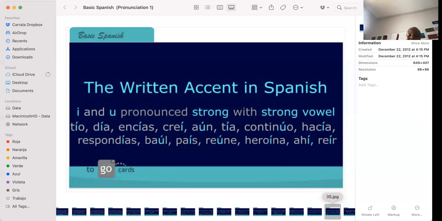Día, encías, creí. Aún. That U is pronounced strong. Continuo, continúo. It's hard to say, right? Así, baúl, país, respondías. Heroína, ahí, reír. There you have the E and the I coming together, but like most times when the IR is the ending for a verb, here the I is pronounced strong. Reír.